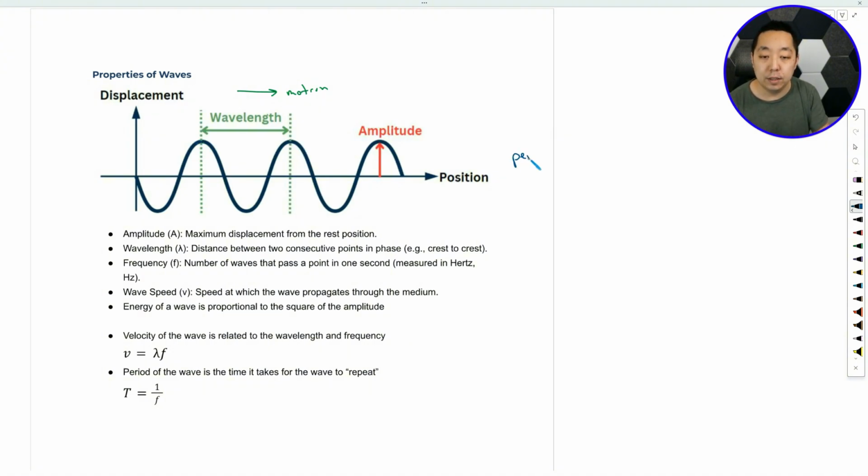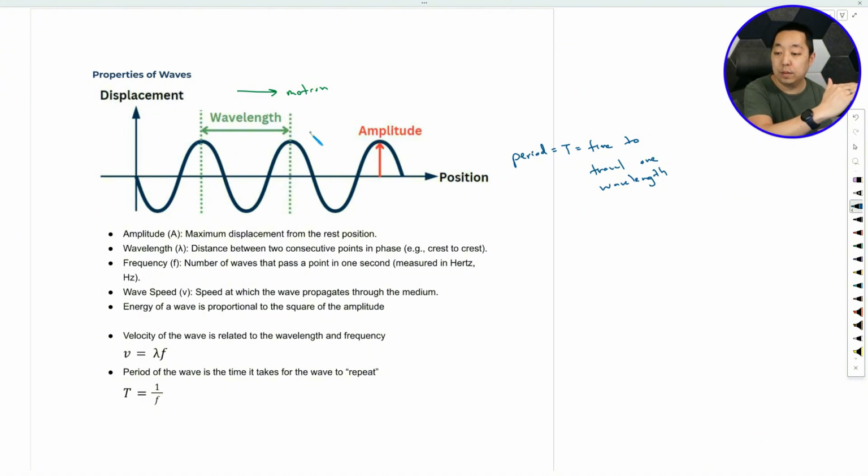So the period, and we use the letter T to denote period, is the time to travel one wavelength. Okay, or it's not the time it takes the wave to travel from there to there, because remember the wave is moving. And the wave speed is how fast it's going. So one of the things that we think about when we're looking at this kind of stuff is the speed at which the wave propagates.